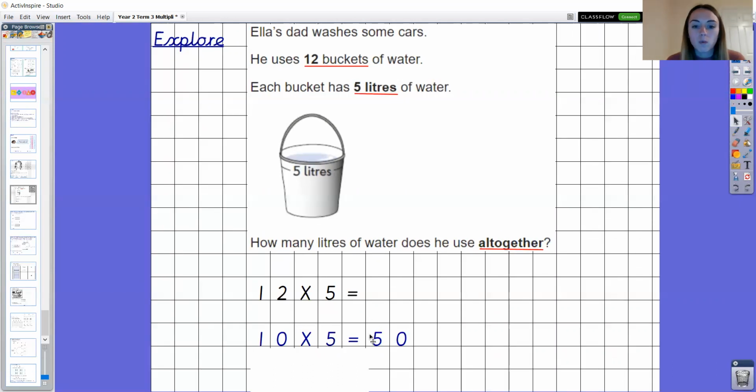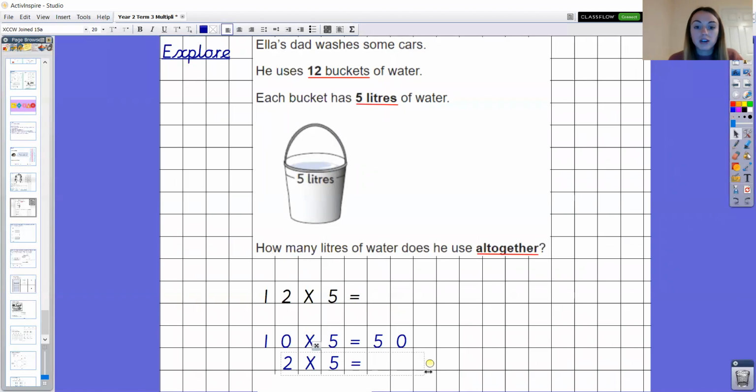Brilliant. So as you can see, making sure we've got one digit per square. So we've multiplied with the amount of tens. Let's have a look at the ones. How many ones are in the number 12? Brilliant. There's 2 ones. So we need to solve 2 times 5 next. 2 times 5 is the same as 5 add 5. And we could also say that as double 5. So what is the product of 2 and 5, year 2? Brilliant, well done. So the product of 2 and 5 is 10.